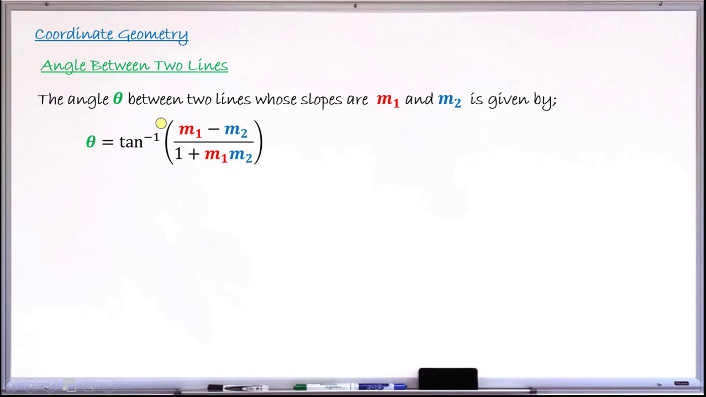This is the formula we use to find the angle theta, where we just substitute the respective slopes of the two intersecting lines, m1 and m2. These are the only things we substitute and simplify, and then find the tan inverse of the simplified form of the bracket. That will give you the angle theta. We are going to take examples of how we can make use of this formula and find the angle between two intersecting lines. So let's move on.